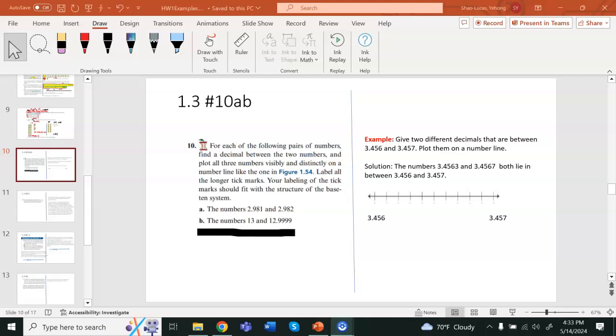Section 1.3, homework number 10, A and B. So I'm going to give you an example. How do we find two different decimals that are between two given decimals and plot them on a number line? First of all, we're going to find the two decimals, and then we're going to plot them on the number line.